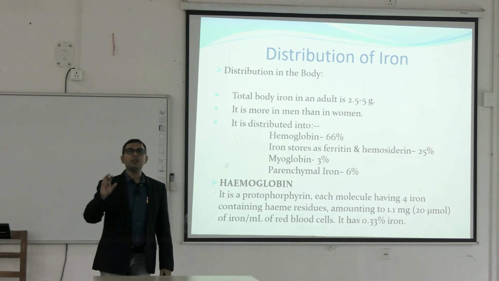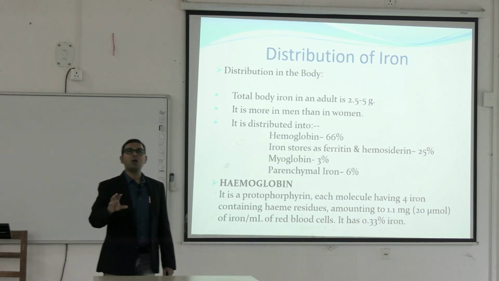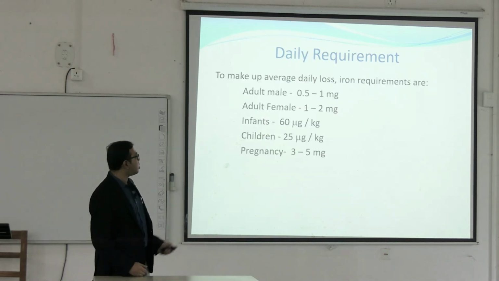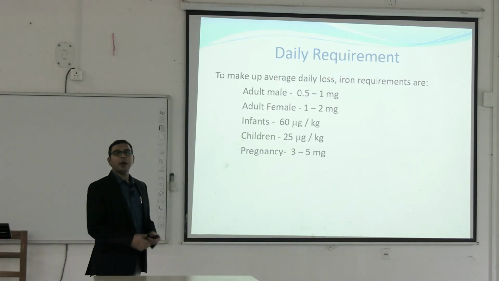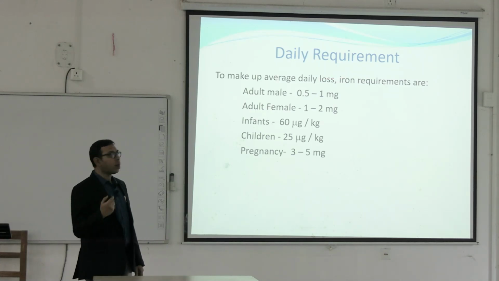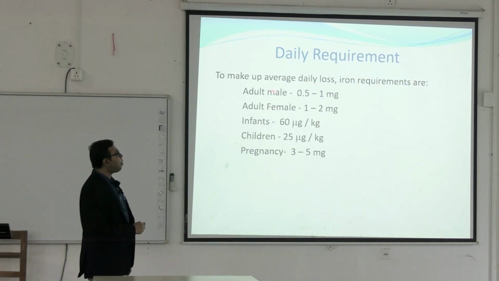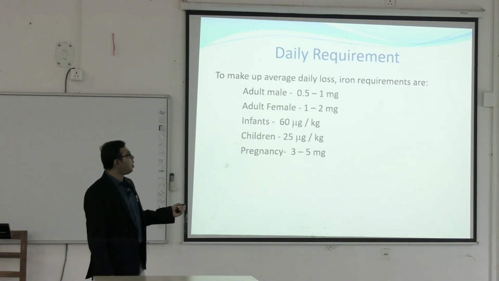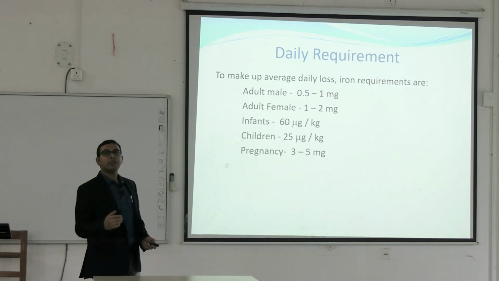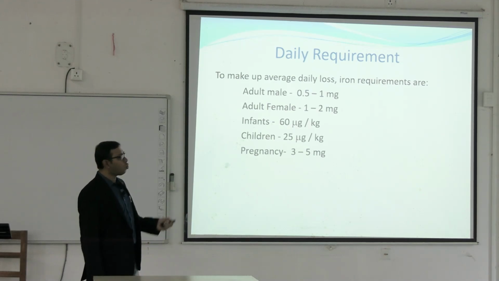So hemoglobin is the principal part where the iron content in our body is present. This is the daily requirement of iron. Every day, what is the amount? To make up the average daily loss, iron requirement in the adult male is approximately 0.5 to 1 milligram. It is somewhat more in females, 1 to 2 milligram.